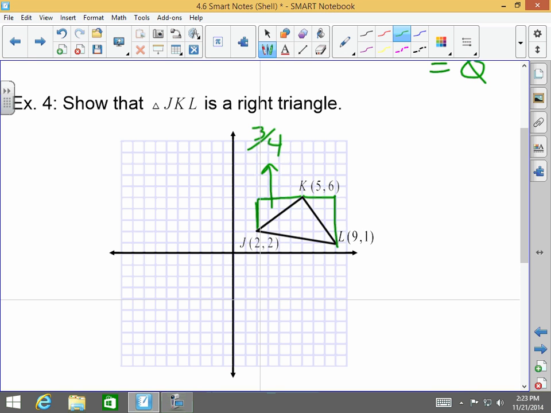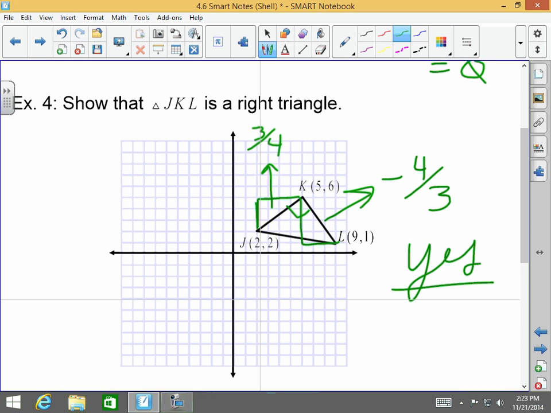So in this case, I just screwed up because I just taught you to go left to right. If I'm going left to right, I'm really going down 1, 2, 3, 4 over 1, 2, 3. So this slope is negative 4/3. Are they negative reciprocals of each other? Yes, so that means that this is a right angle. So this is a right triangle. If I were you, I would really learn how to find the slope by just looking at the figure and reading from left to right.